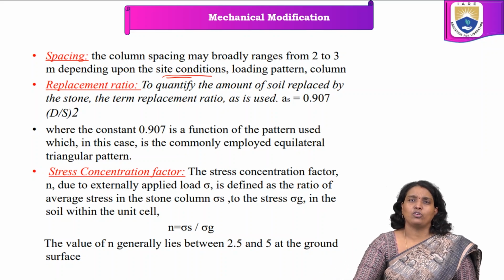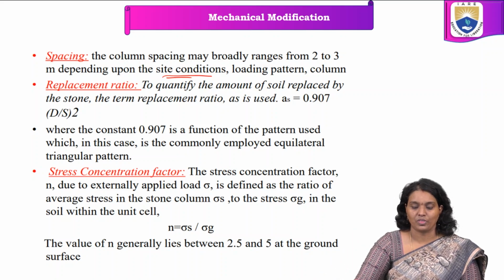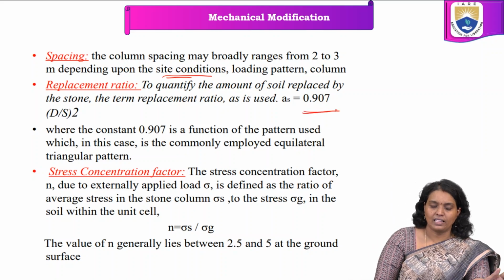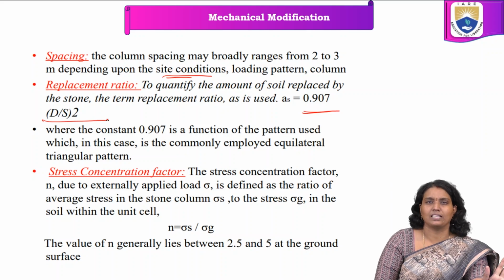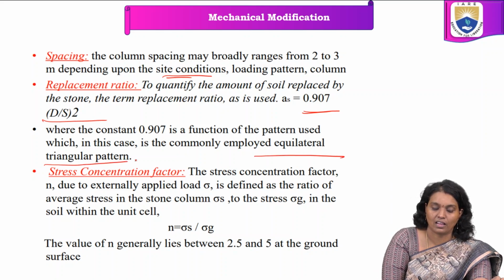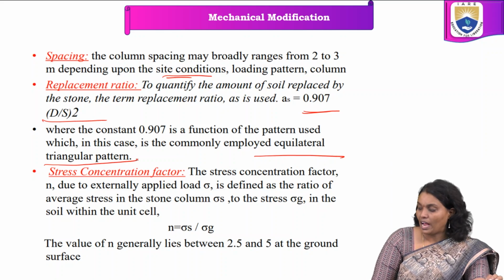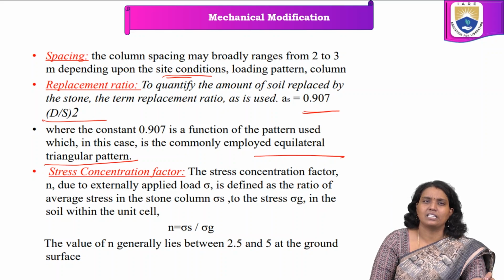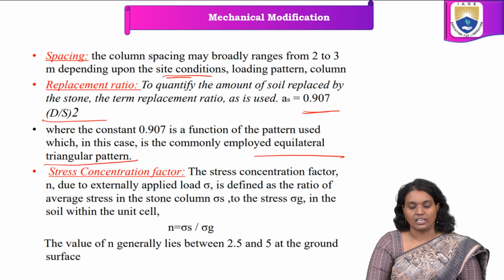Coming to the next one, that is the replacement ratio, the amount of soil replaced by the stone. The replacement ratio uses the constant 0.907, and this is the formula with d squared, where the constant 0.907 is a function of the pattern used, which in this case is the commonly employed equilateral triangular pattern. The next consideration is the stress concentration factor.